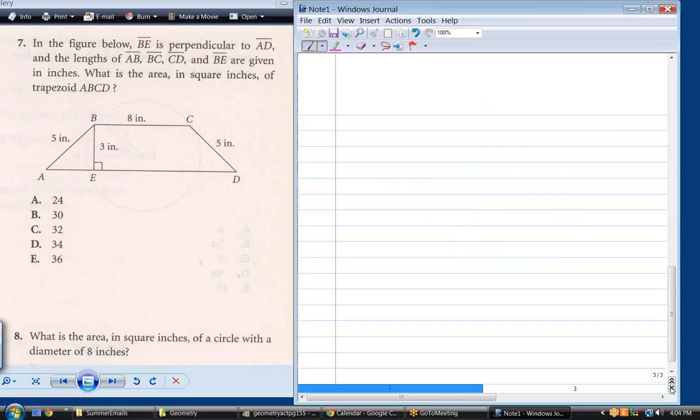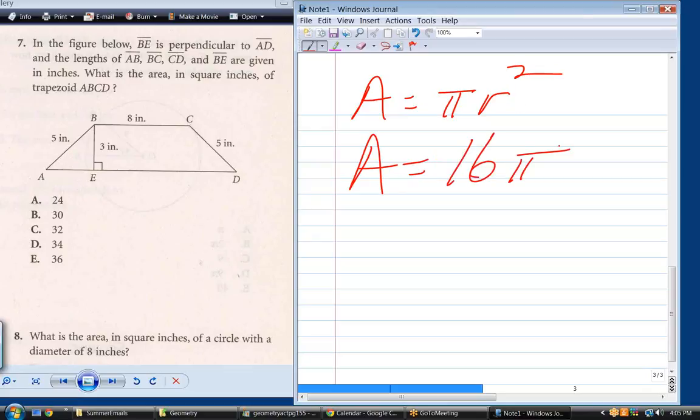Number 8. What is the area of a circle with a diameter of 8 inches? Always start these out with the general formula. What's the general formula for the area of a circle? Pi r squared. If its diameter is 8, what's its radius? It tells us that the diameter is 8. We need to know its radius. What is its radius? 4. So the area is pi 4 squared, 16 pi.